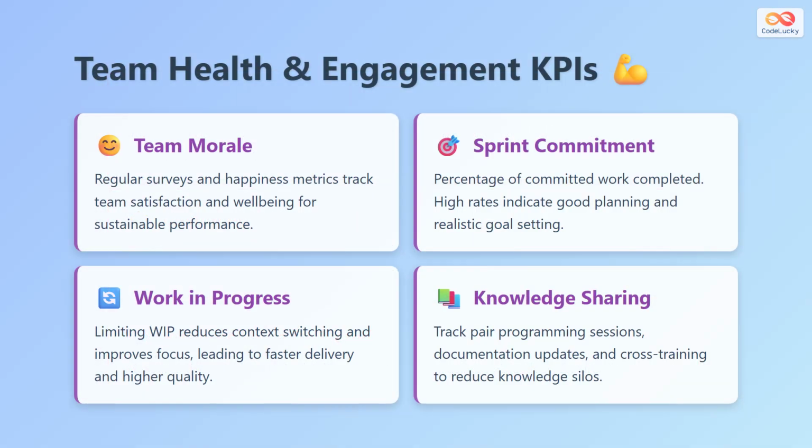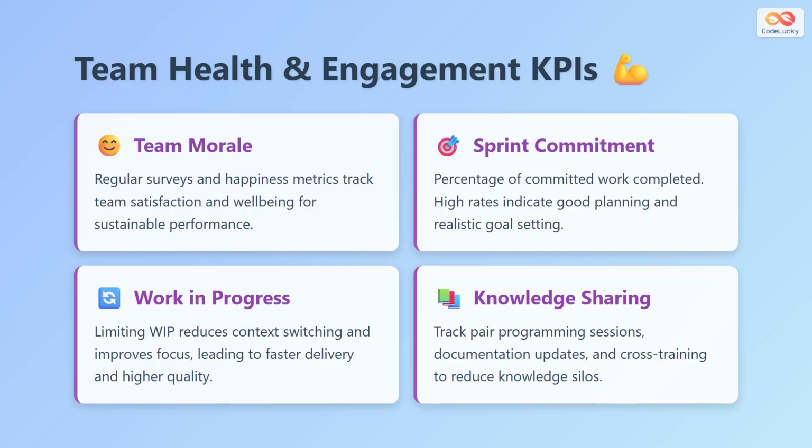Sustainable Agile performance requires healthy, engaged teams, which is why team health metrics are so important. Team morale can be tracked through regular surveys and happiness metrics that assess team satisfaction and well-being. Happy teams are more productive, creative, and likely to stay with your organization. Don't overlook this human dimension of performance.